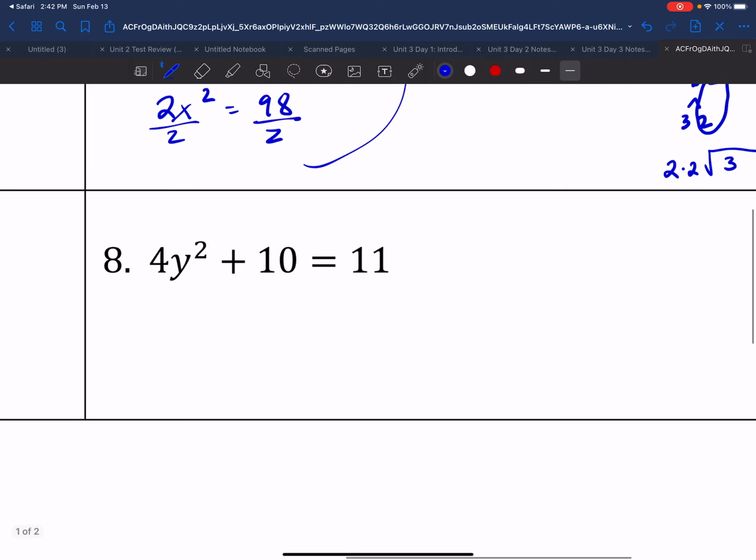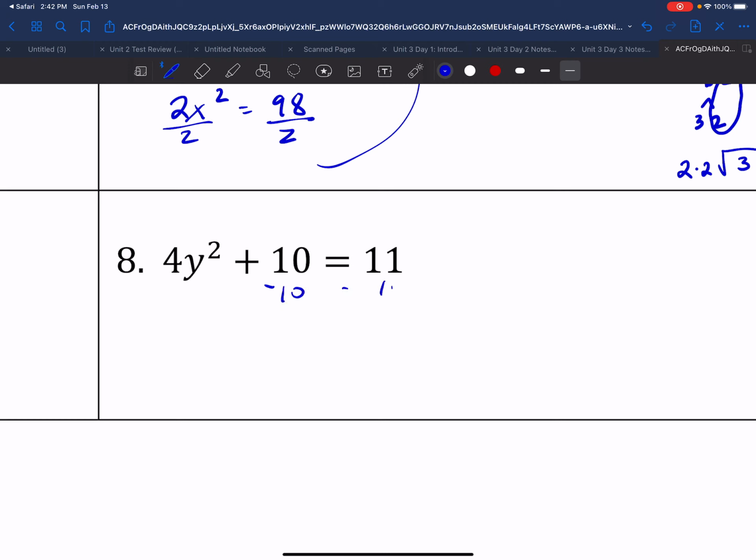Number 8, subtract 10 from both sides. So you're left with 4y squared is equal to 1. So it's just the same thing as 4 times y squared. I've got to divide both sides by 4. So I'm left with what? y squared is equal to 1/4.